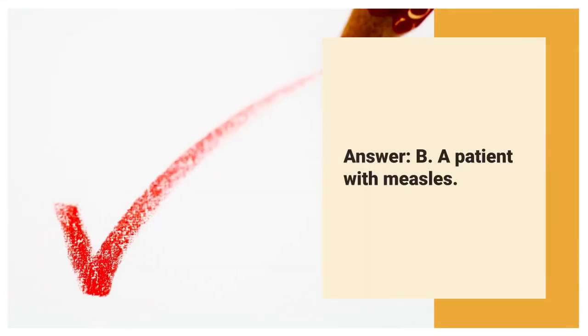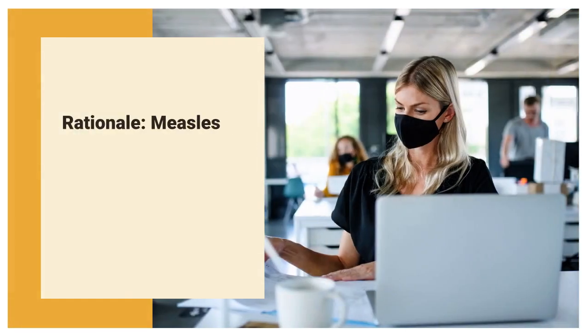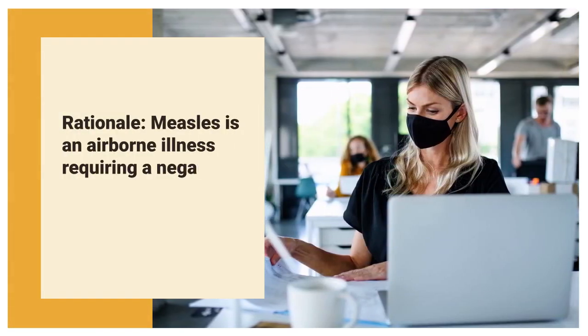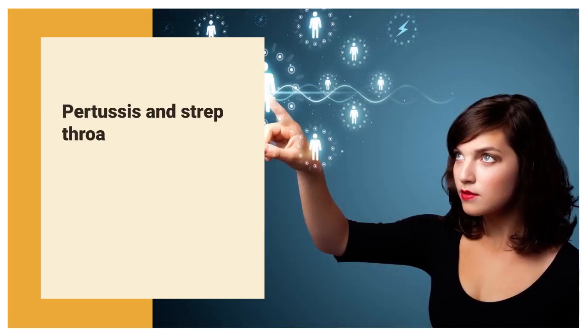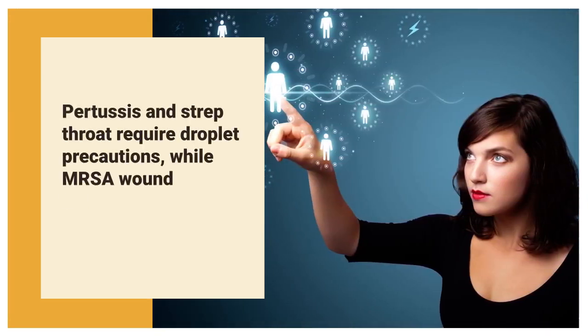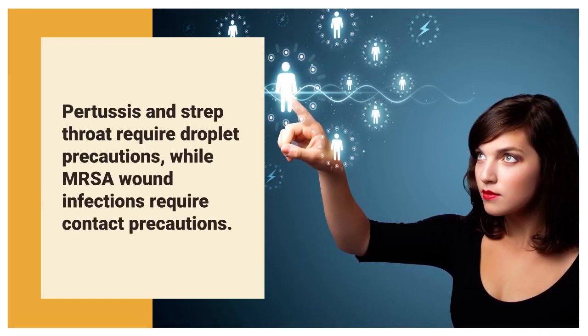Answer B. A patient with measles. Rationale: measles is an airborne illness requiring a negative pressure room and N95 respirator. Pertussis and strep throat require droplet precautions, while MRSA wound infections require contact precautions.